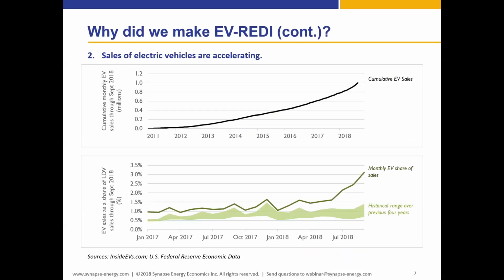This is still a pretty small percentage of the overall vehicle fleet. It's about 0.5% of all of the cars, trucks, and SUVs on the road. But monthly sales are accelerating, as demonstrated in this bottom chart. In September of 2018, monthly EV sales as a share of total light-duty vehicle sales exceeded 3% for the first time. And again, 3% doesn't sound like a whole lot, but it's 3 times larger than the same level of sales that we observed just 1 year ago.